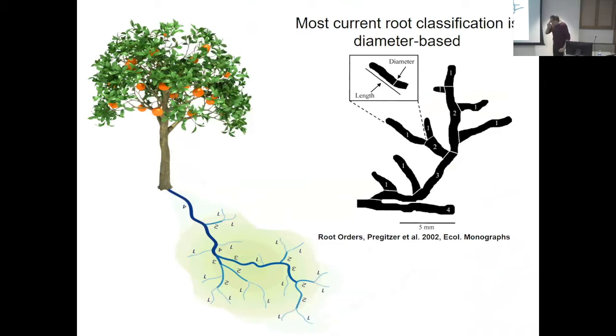Now in roots, until, and also today, most research is usually based on diameter. So you have large roots and small roots, fine roots, coarse roots, different people use different terms, and the size is important for people. And this term of root orders came up in the literature already a few years ago, but not much research was done about it. And we were interested to know whether there is a function for this specific root order and what it is. So for that, you need students or postdocs.